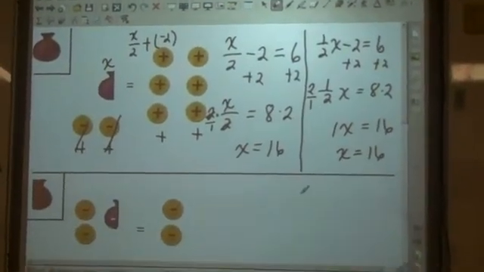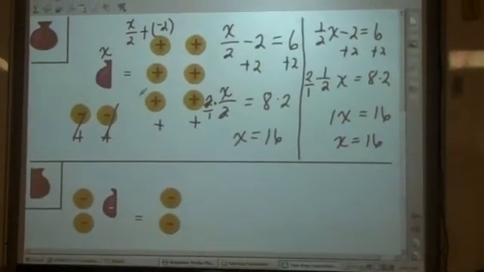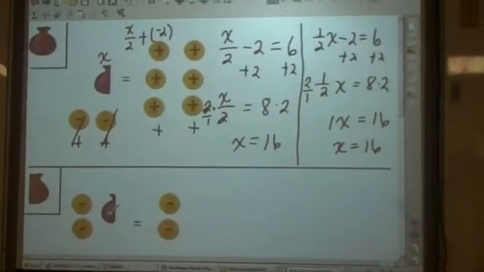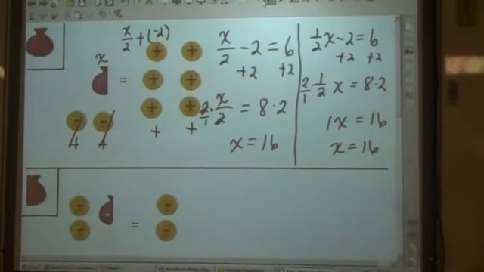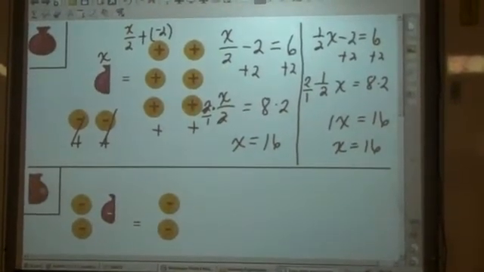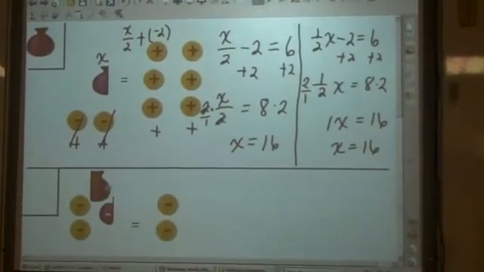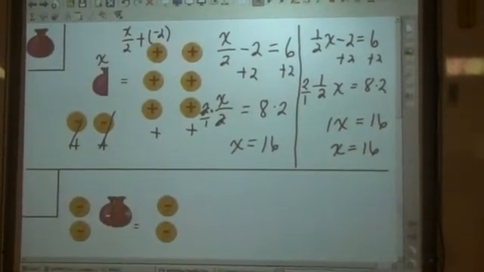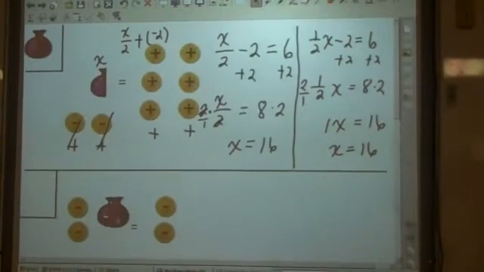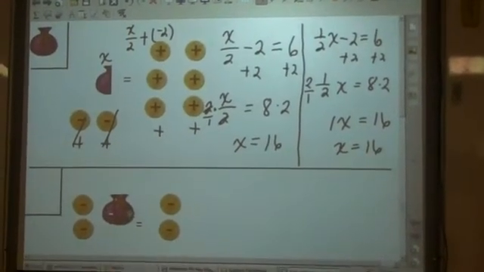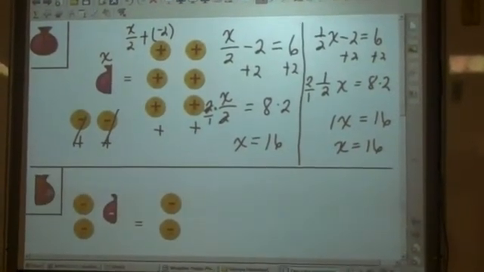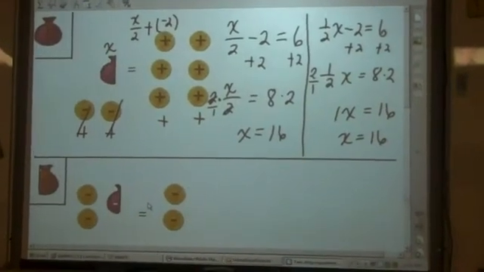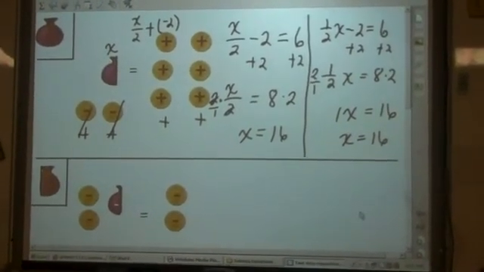Now I would like for you to try this next problem down here. Notice that your bag has a negative sign, and if you look at its comparative model, it looks like this bag is going to be 1 of 3 parts. So instead of half a bag here, I have a third of a bag. Go ahead and set up your equation and show your work, and then check with the teacher.